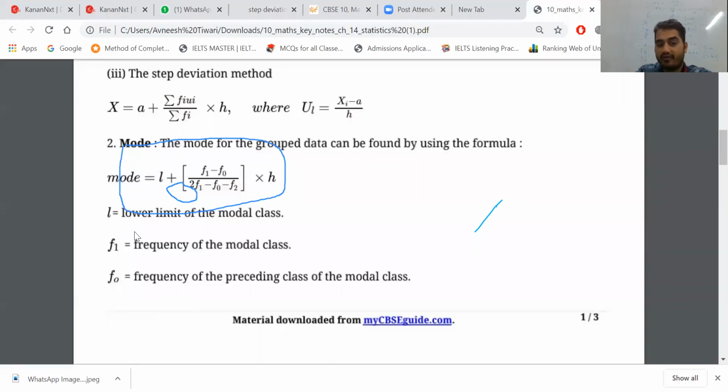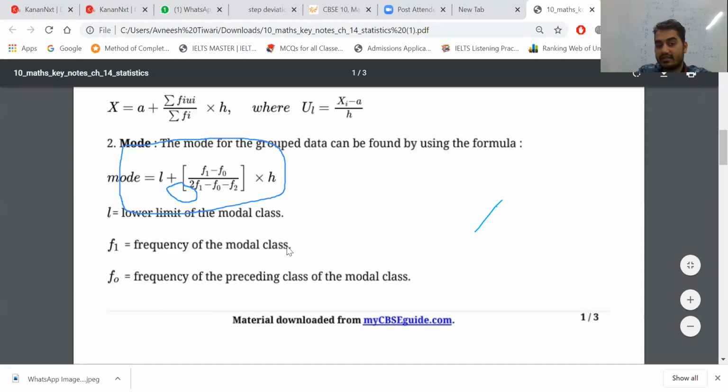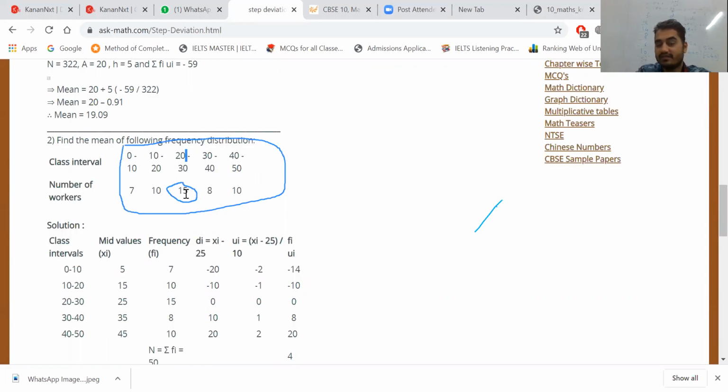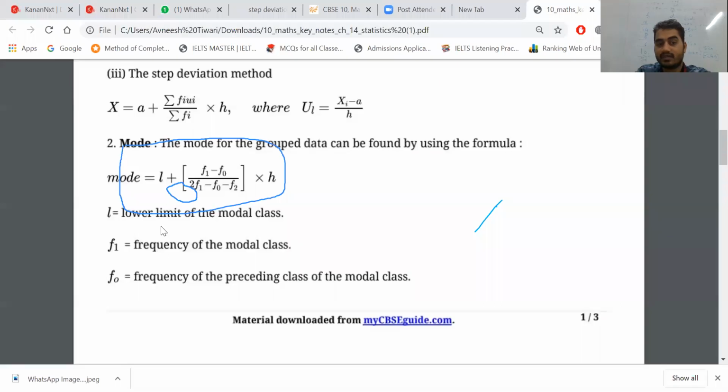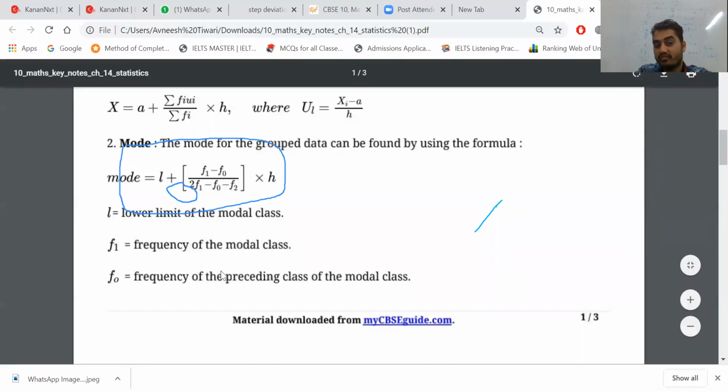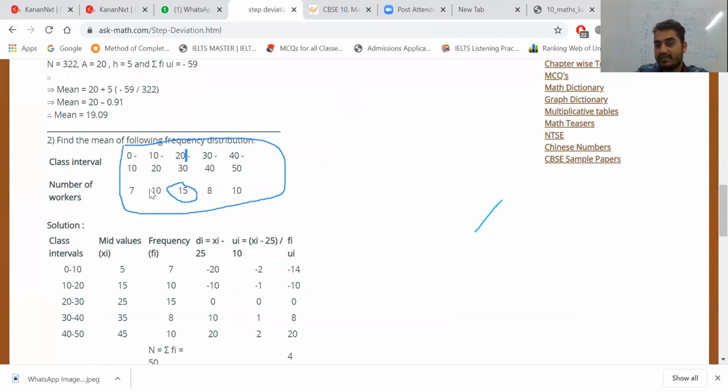Let me show f1, the frequency of the modal class. What is the frequency we are having over here? That is 15. So f1 is 15. Then f0, the frequency of the preceding class of the modal class. So the preceding class is the one before it, and this one is the succeeding. So 10 will be the f0.